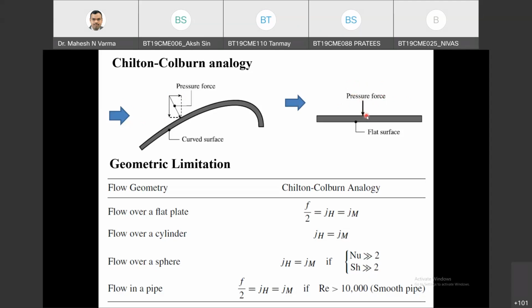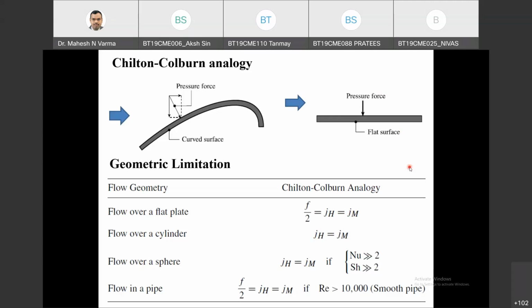So the same logic applies here also. That is why f/2 is not equal to JM for flow over a cylinder, flow over a sphere, or flow over a curved surface. For flow over a curved surface, JH equals JM, because the surface area for momentum transfer is not the same as the surface area for heat transfer. But in every case, the surface area for heat transfer and mass transfer are the same available surface area.